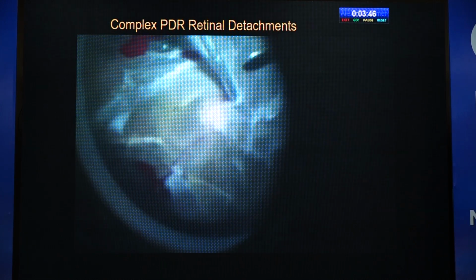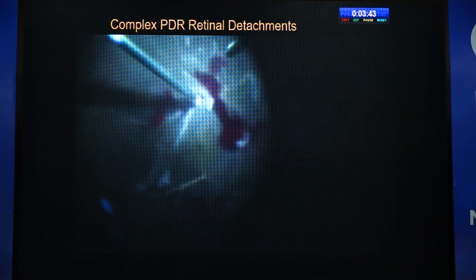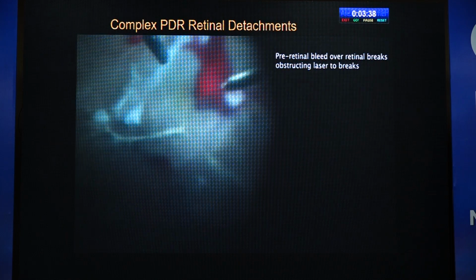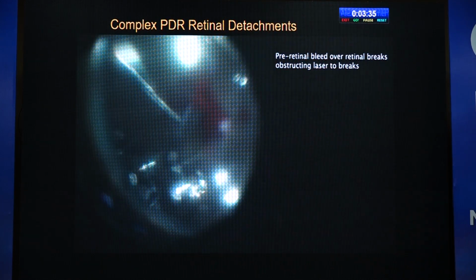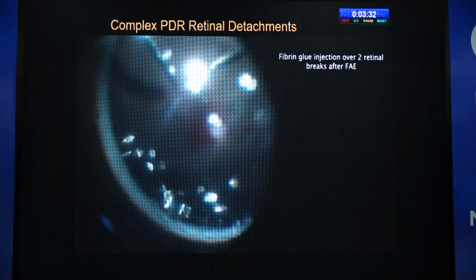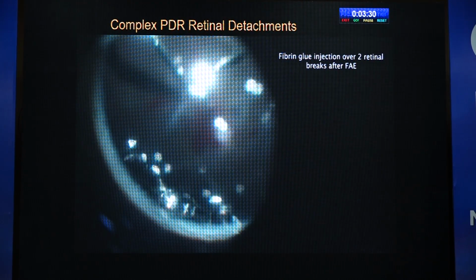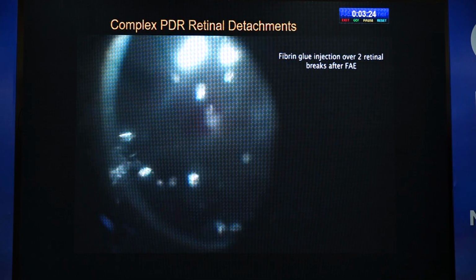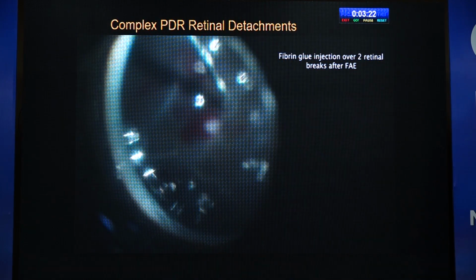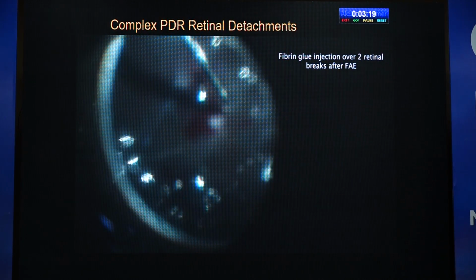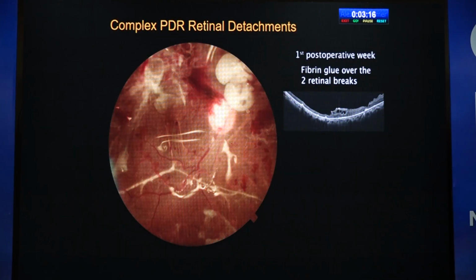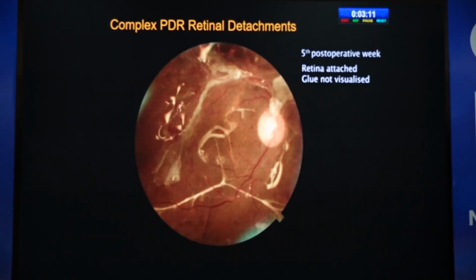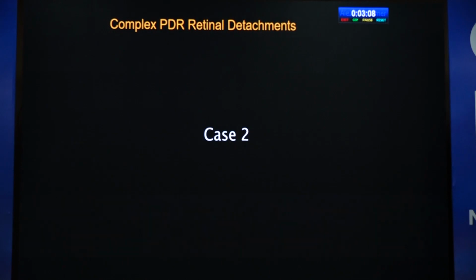As membrane peeling proceeds, it's common to have iatrogenic retinal breaks which get covered by blood. Attempts to remove this pre-retinal blood were unsuccessful. So after fluid air exchange and drying the retinal surface, these two retinal breaks were treated with the two components of fibrin glue, which are injected sequentially. First, the blue top thrombin is injected, which is less viscous, and then you see these clots. These disappear by the third post-op week, and the retina is attached and the glue is not visualized.